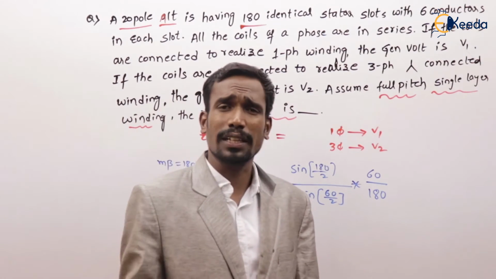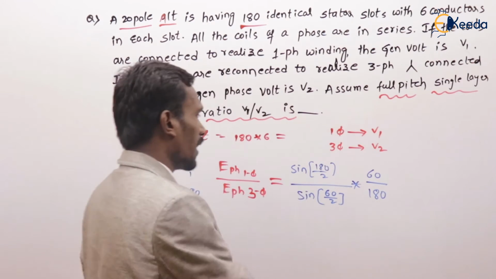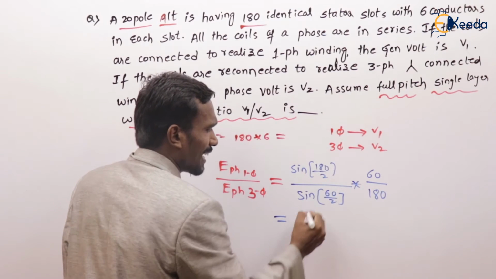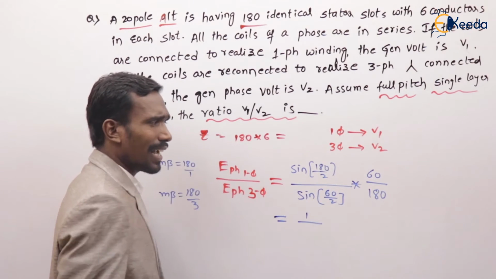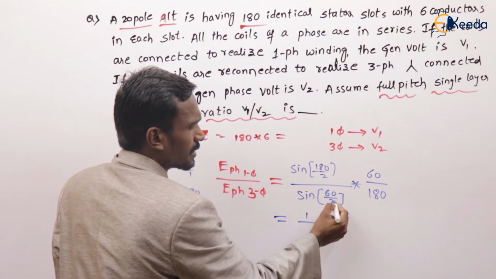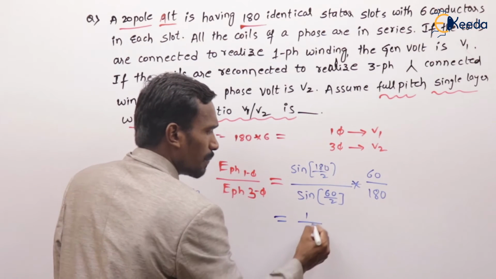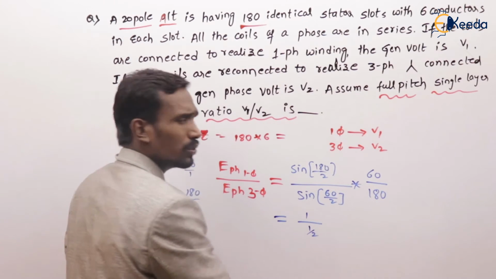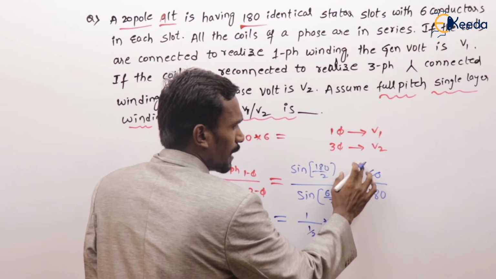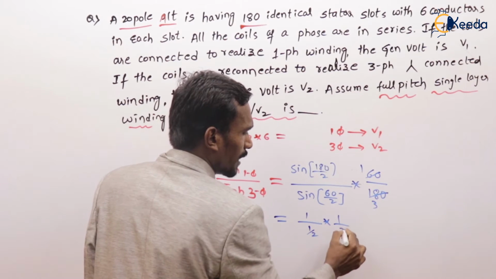No need to go find the conductors, or find the EMF for single phase and then 3 phase. No need to do all that. Actually, we have the formula. So now tell me what is the answer? Sin 90 is 1. And what is the value here? Sin 60 by 2 is 1 by 2, divided by 1 by 3.